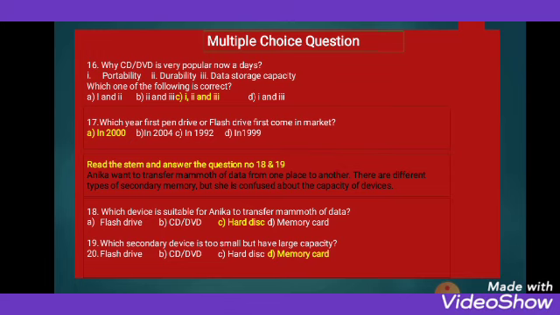Number 70, in which year did the first pen drive or flash drive come to the market? In 2000, in 2004, 1992 and 1999. Our correct answer is 2000.